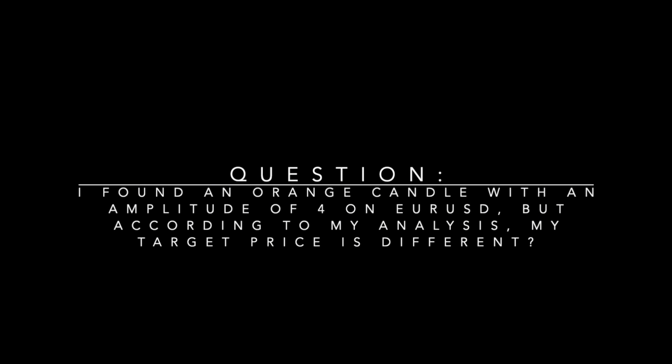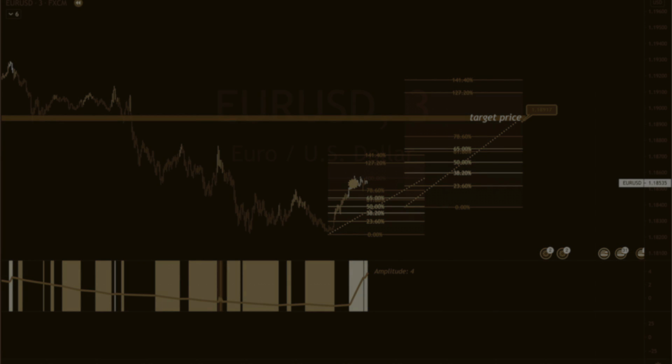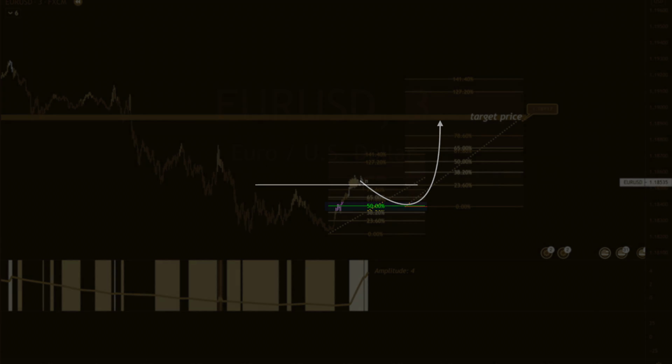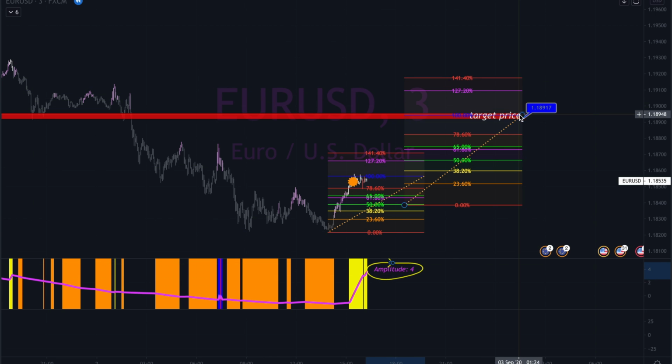Question. I found an orange candle with an amplitude of 4 on Euro US dollar. But according to my analysis, my target price is different. Under normal circumstances, you will be looking for entry after the 68% retracement or after the 50% retracement. However, an amplitude of 4 means that there is not enough momentum and this pattern will most likely fail.